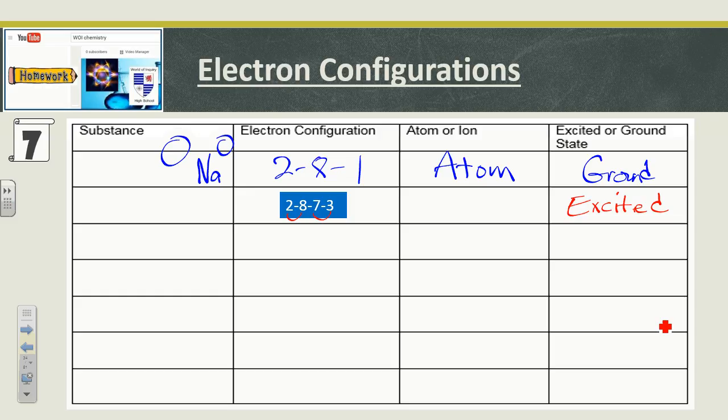So an element with 20 protons is calcium, Ca. And again, I don't see any charge, so it is an atom.